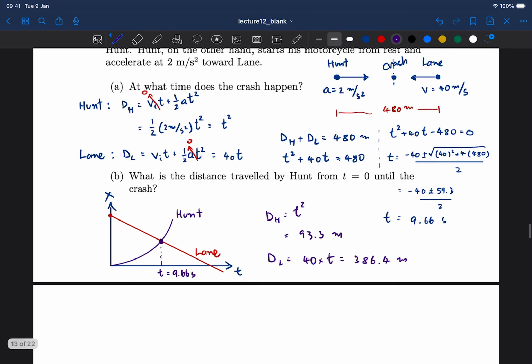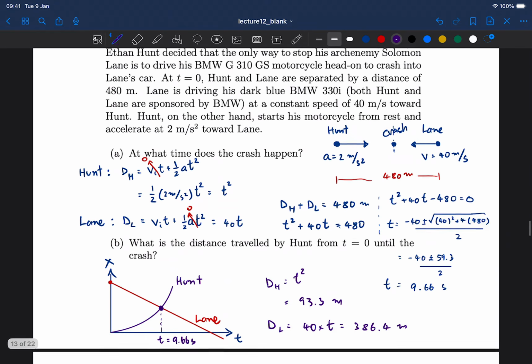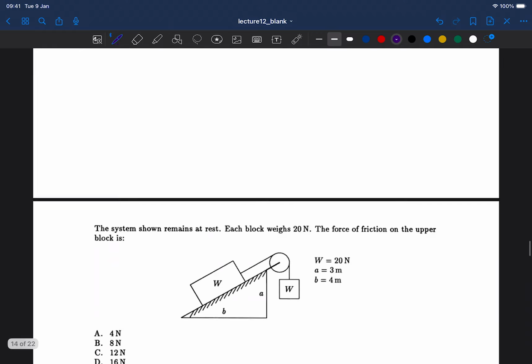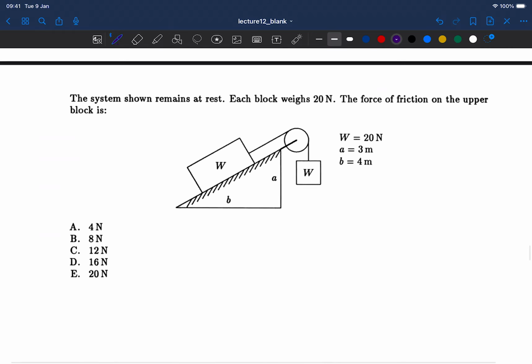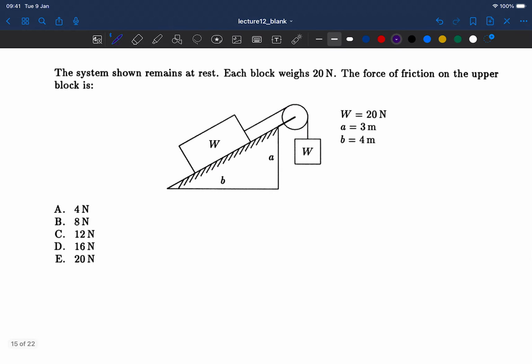All right, let's move on. Unless there's more questions. Okay, let's do this one. This one I also really like, because it's a simple question that shows you if you understand how friction works.